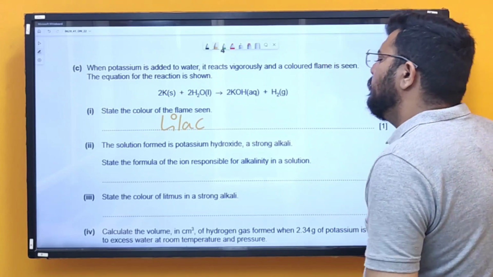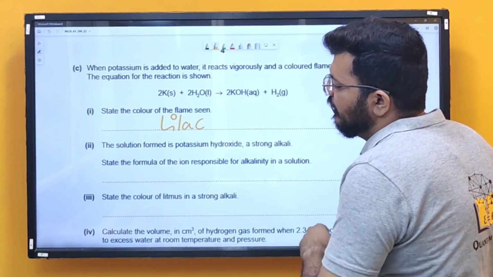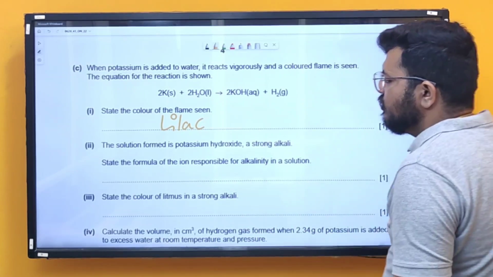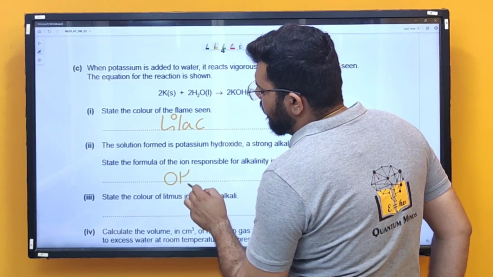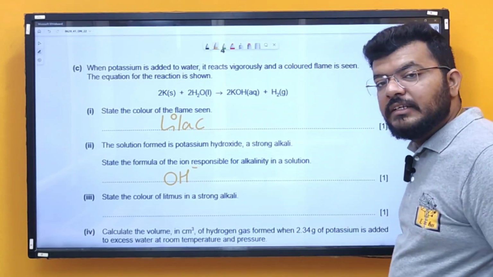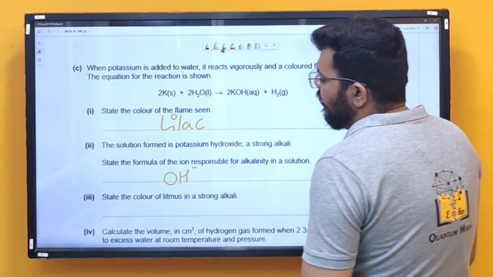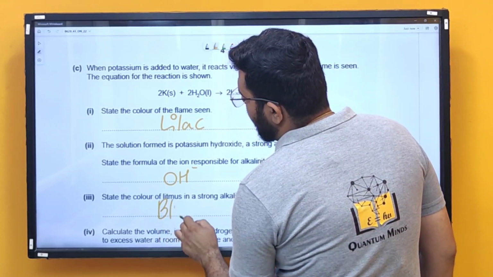The solution formed is potassium hydroxide, a strong alkali. State the formula of the ion responsible for alkalinity in a solution. OH minus ion is responsible for alkalinity in a solution. State the color of litmus in a strong alkali. It is blue, right?